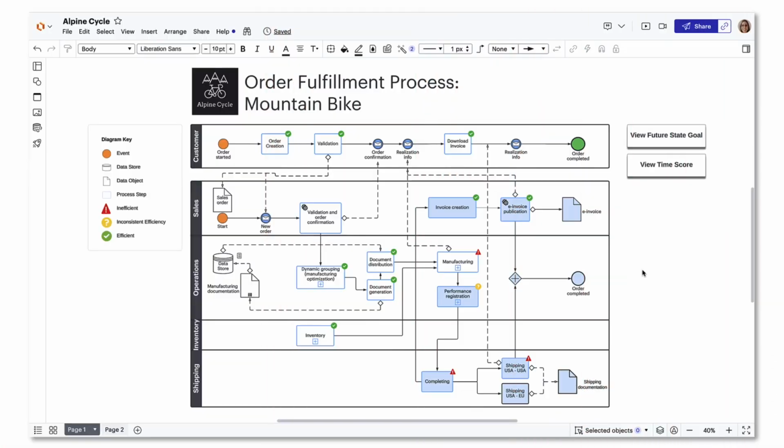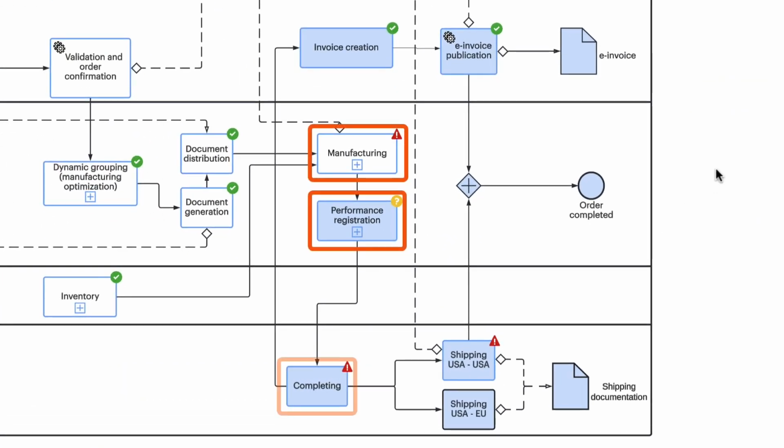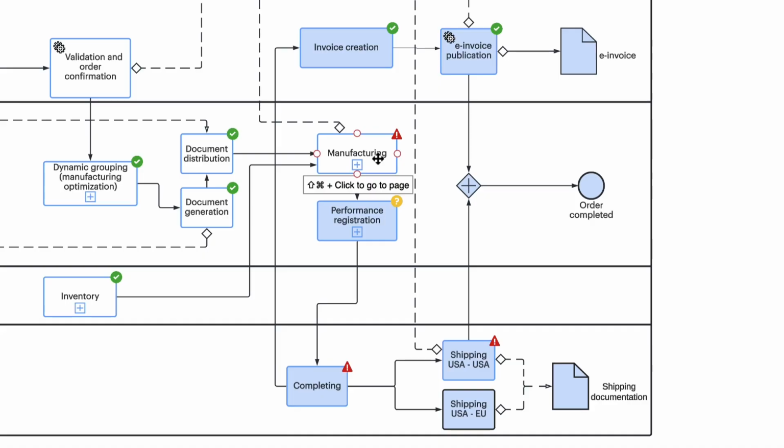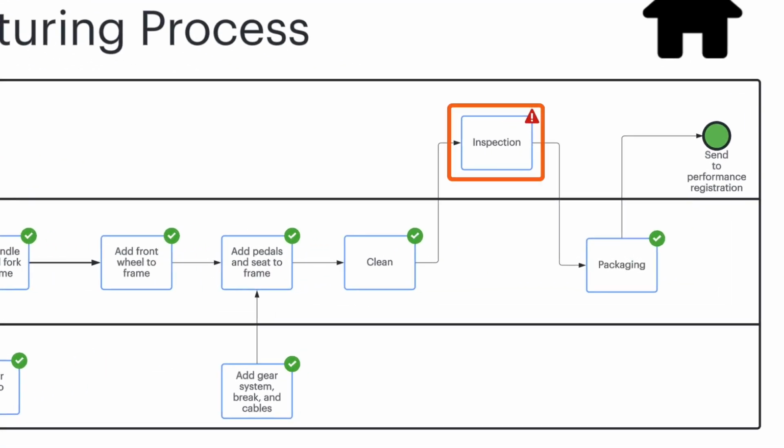So it looks like this is definitely where the issue with shipping orders to customers on time is coming from. Manufacturing is causing complications down the line. So let's dig deeper to see what's going on within this manufacturing sub-process. Because Alpine Cycle has this sub-process linked within the same document, they can apply all of the visual insights to the main process as well as to the sub-process. So if we click the manufacturing step, we can see the sub-process and we can pinpoint that the inefficiencies in inspection are the root of the problem.